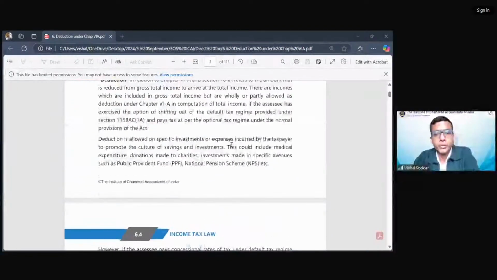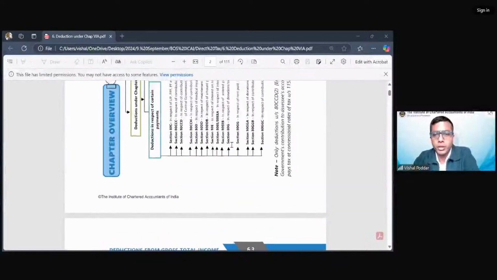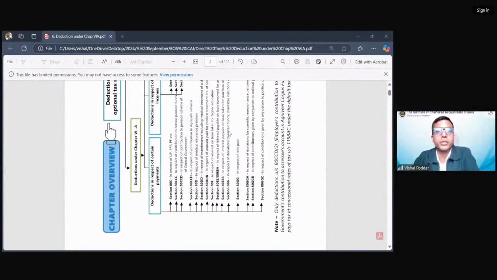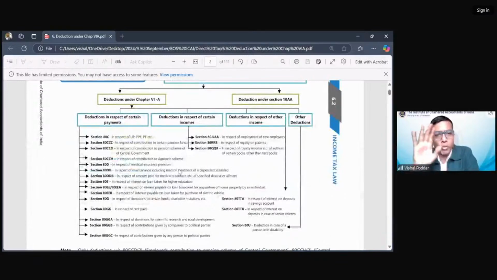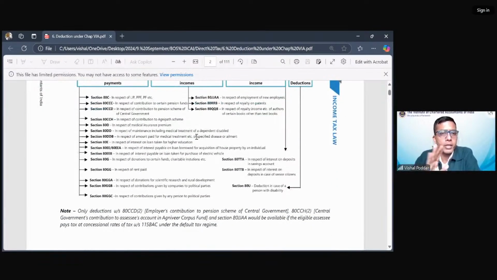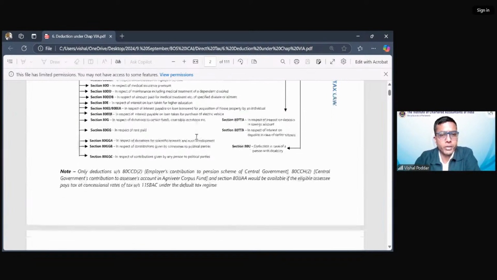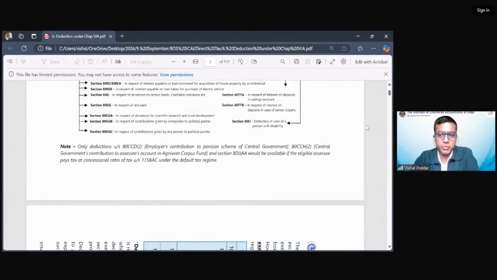However, there is an exception, and I think it is mentioned here. So I'll just read from here itself. Firstly, whatever deductions we are studying, all these deductions are not allowed if you are in the default or the new regime, right? So none of this will be subtracted. That is, when you are computing your income by the default regime, you don't have to subtract any of these. However, there is an exception. What is the exception? Deductions under 80CCD(2).